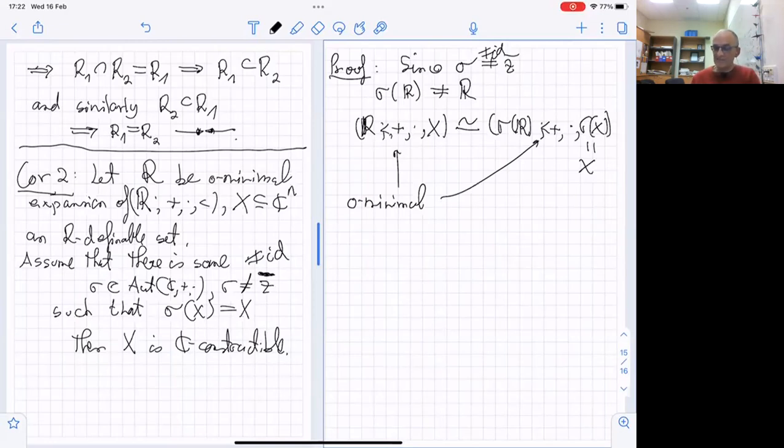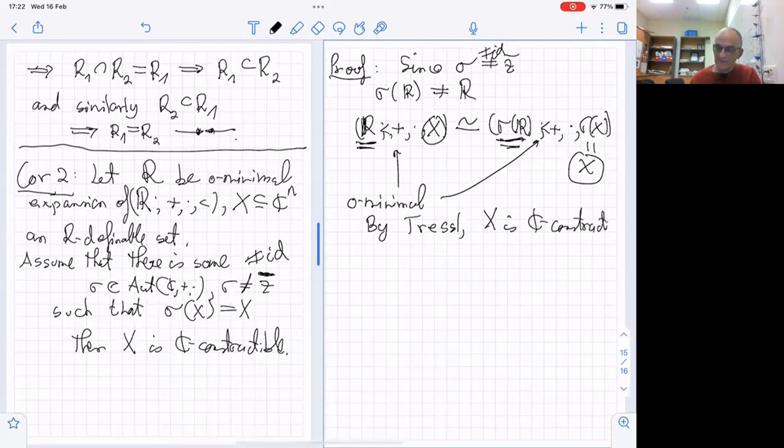But now look, we have X O-minimal with respect to two different fields. If X is O-minimal with respect to two different fields, by Peterzil's theorem, we get that X is constructible, complex constructible. So by Peterzil, X is complex definable. And so I'm using constructible and definable interchangeably when I talk about C.